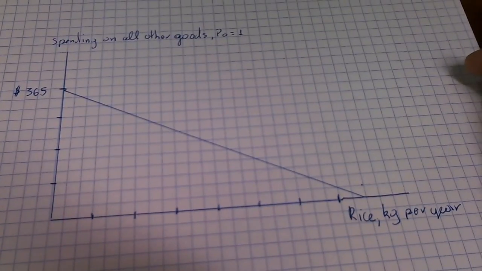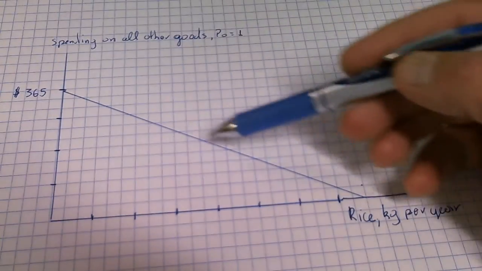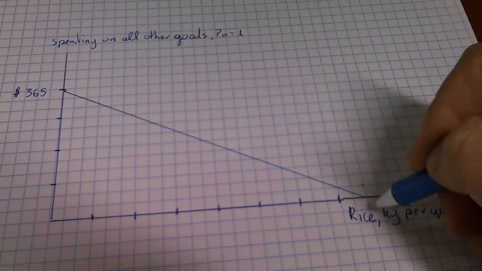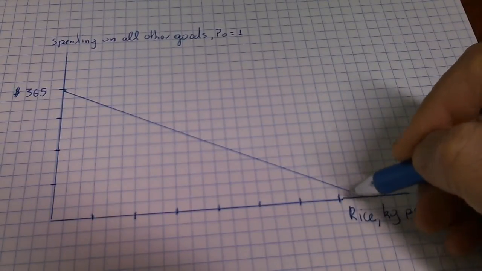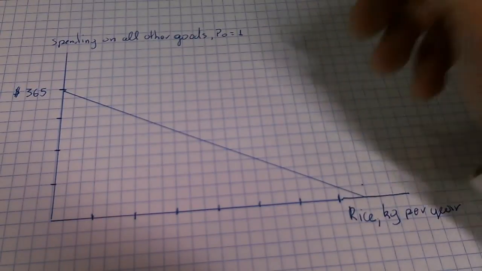Okay, let me explain to you the budget constraint, which basically shows the various combinations of two goods that the consumer can buy, given his income and the prices of the goods. So we're gonna have two goods. We're gonna have rice, and we're gonna have all other goods that the consumer consumes.